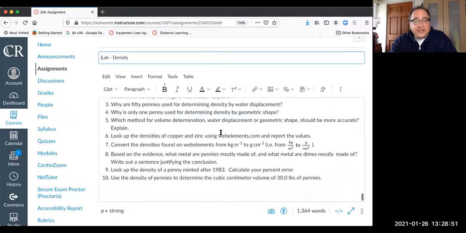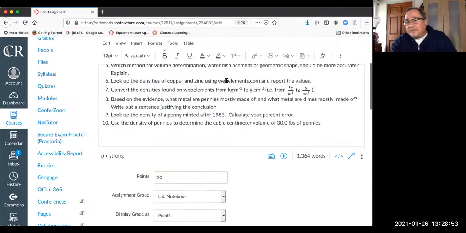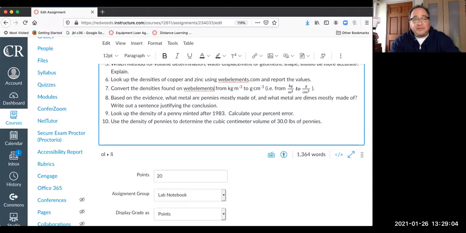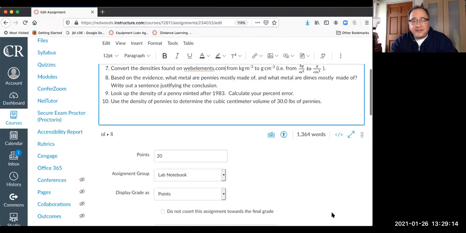Okay, so what I'm changing here is, do you see how number 6 says, look up the densities on webelements.com and report the values? And then it says, convert the densities found on Web Elements. I'm going to put .com just to be consistent. Okay, so let me save this.